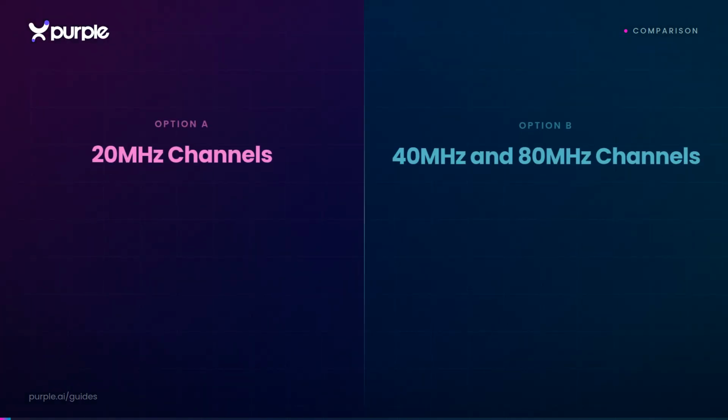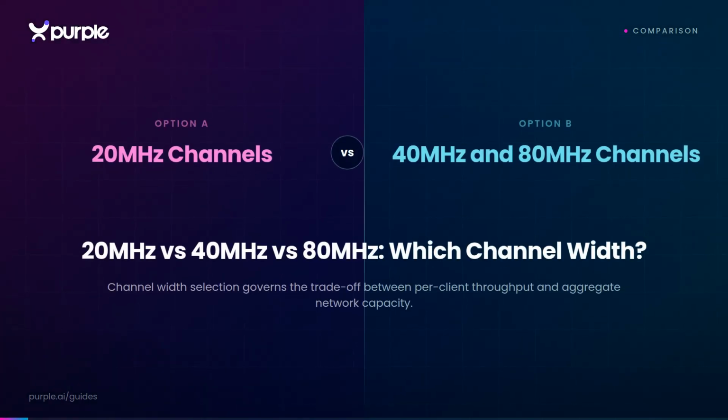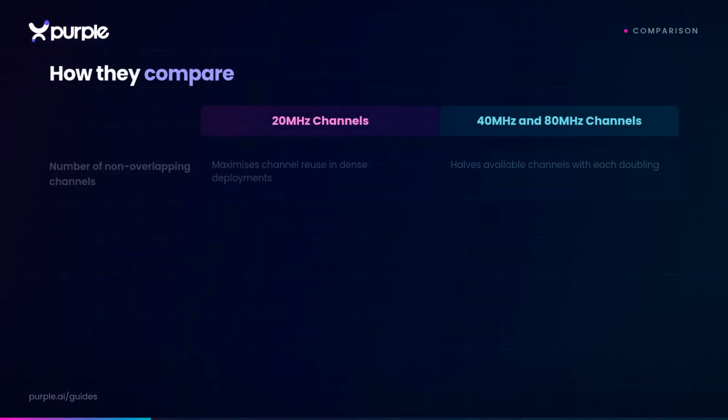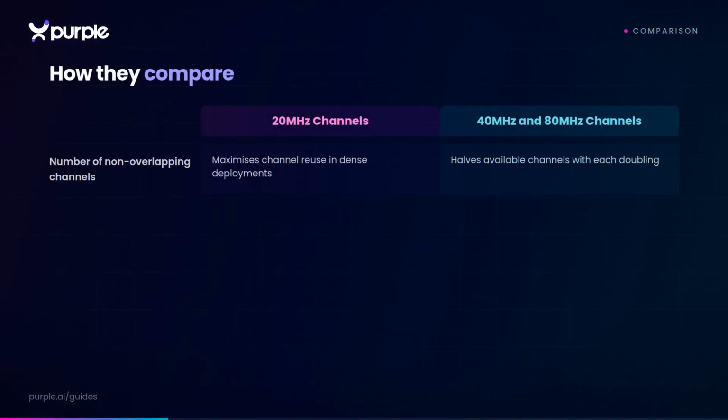Channel width selection is one of the most consequential parameters in enterprise wireless design. The choice between 20 MHz, 40 MHz, and 80 MHz channels governs the trade-off between per-client throughput and aggregate network capacity. Wider channels deliver higher theoretical speeds but consume more spectrum. Every doubling of channel width increases the noise floor by 3 dB and halves the number of non-overlapping channels.